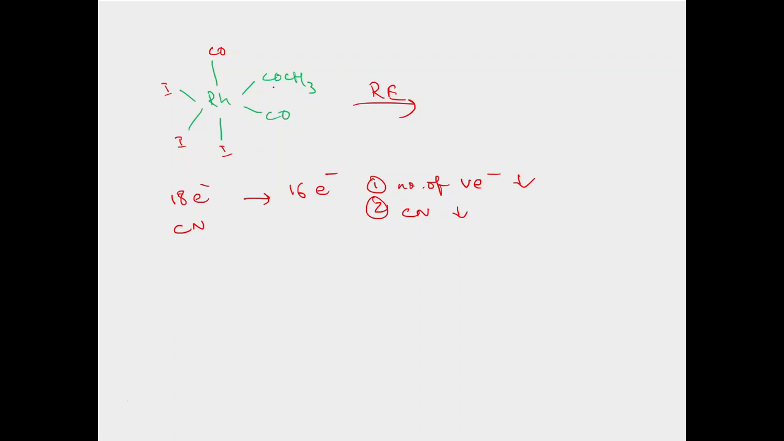reductive elimination takes place only if the two ligands are cis to each other. Okay, so it is a necessary condition for reductive elimination. If the ligands are cis, then only this can take place. If they are trans, then it is not prone to reductive elimination. So which ligands are cis to each other? That we have to see.